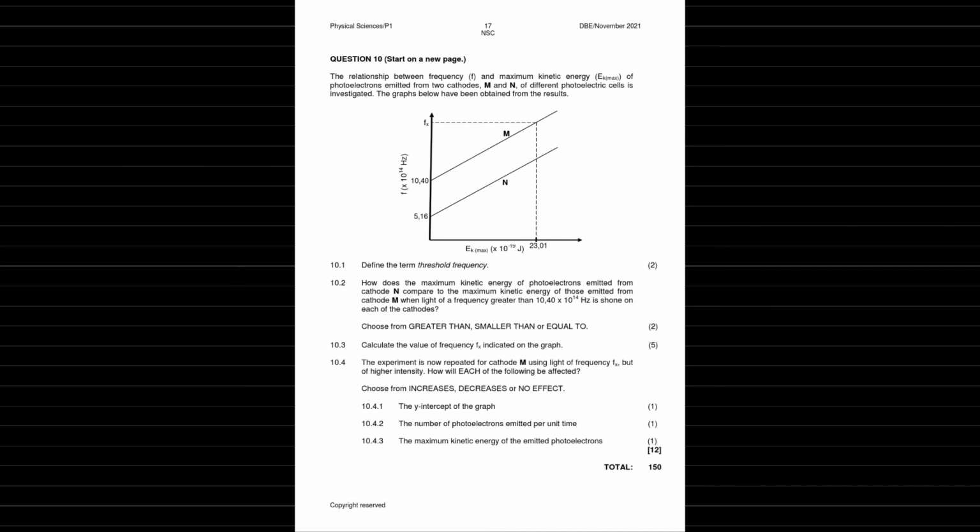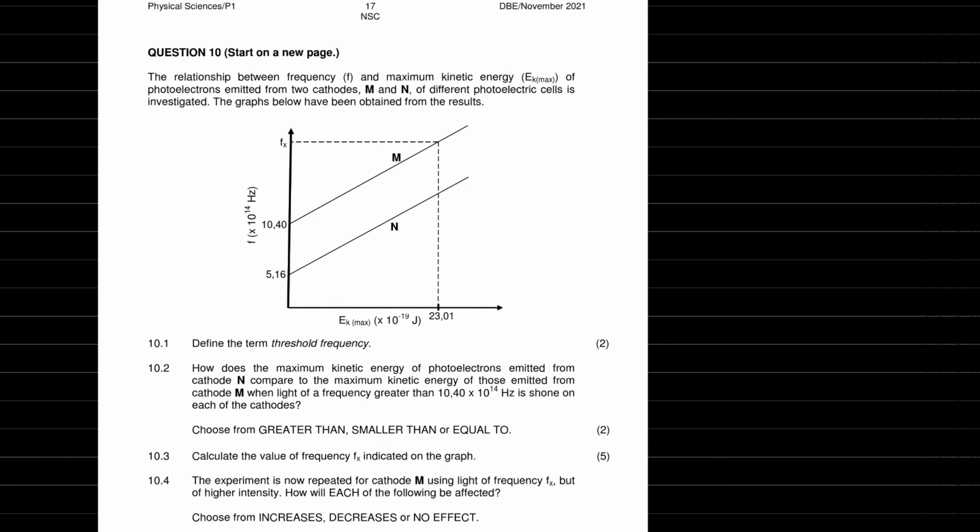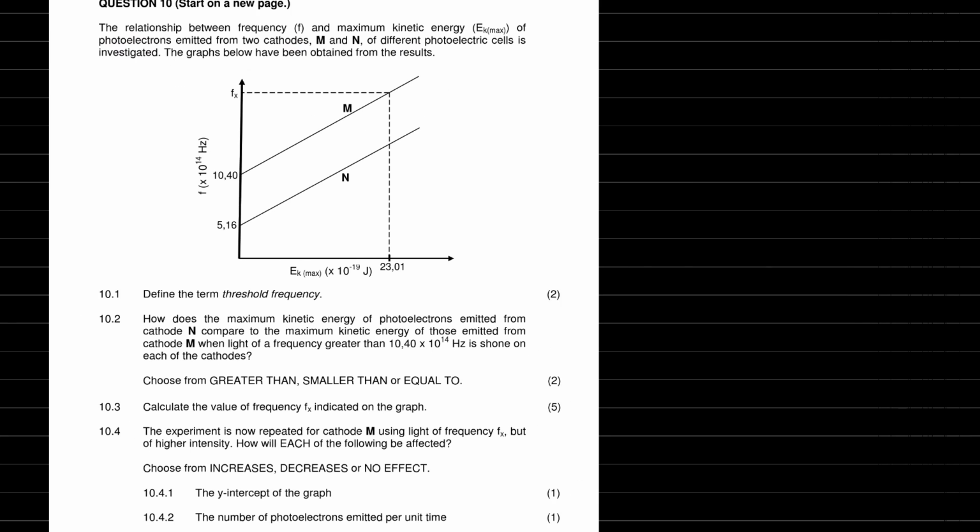Last question of the test, question 10, photoelectric effect. So they say that the relationship between frequency f and maximum kinetic energy, K max, of photoelectrons emitted from two cathodes, M and N, of different photoelectric cells is investigated. The graphs below have been obtained from the results. Define the term threshold frequency. That's going to be the minimum frequency of light needed to emit electrons from a certain metal surface.